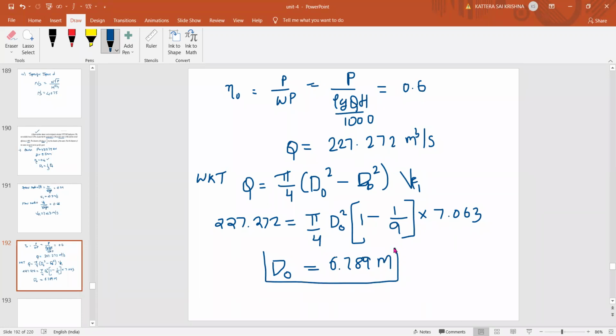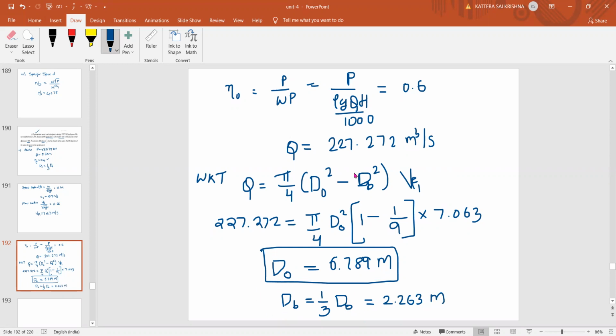Can we find dB now? How to find dB? 1 by 3 into D naught. Very good. He has already said that dB is 1 by 3 of D naught, and the D naught value is already there, so just divide the value by 3. You'll get dB as 2.263 meters.